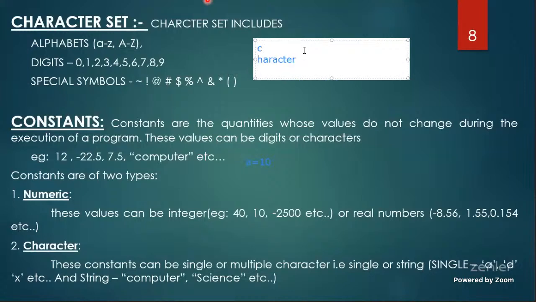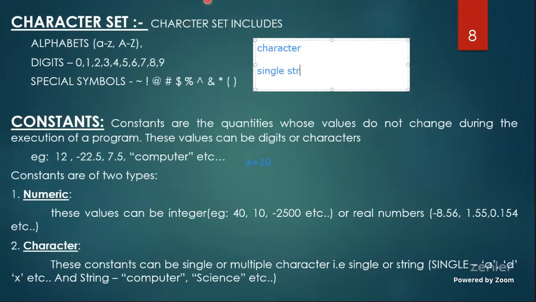Let me consider character. Character means it can be a single character or it can be a string. For some people, string means you don't know. But single character, for example, let me write an example for single. Single means only a single character, that's it, A. And we can store B within single quotes, and C. Only one character you can store there in the single.